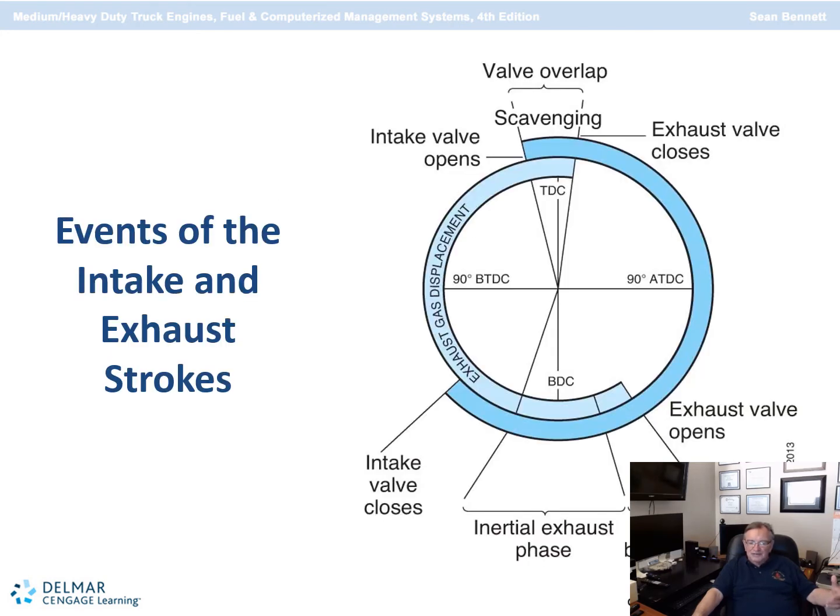This is what the circular pattern looks like as the scavenging occurs. The exhaust gases, the intake valve will open, the scavenging occurs, and the exhaust valve will close. It's pretty straightforward, but that happens in gasoline and diesel engines on every 4-stroke cycle.